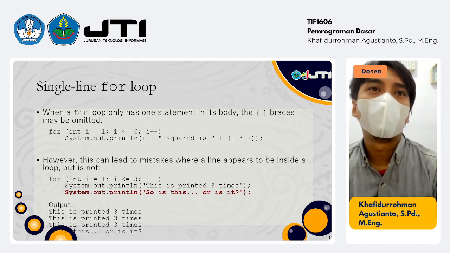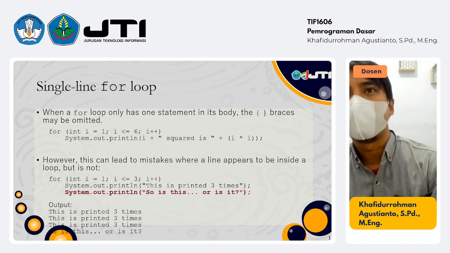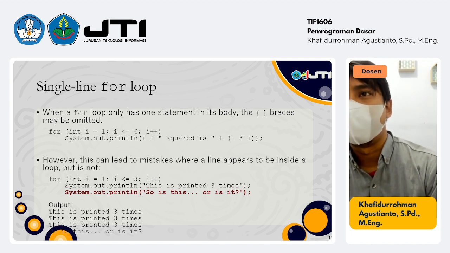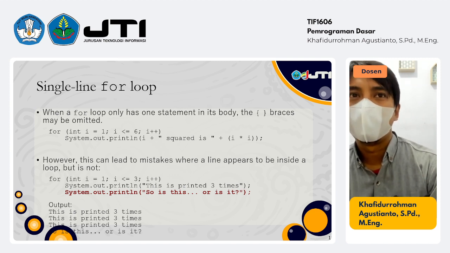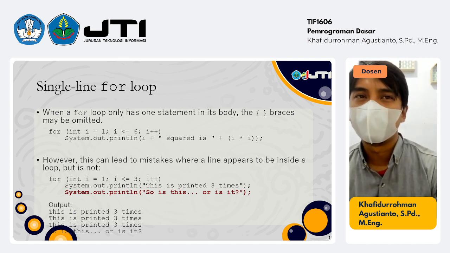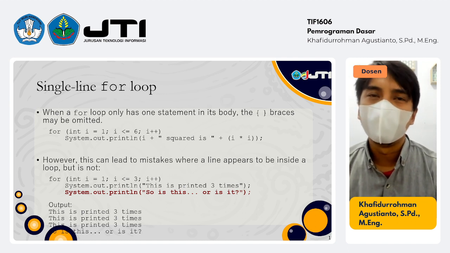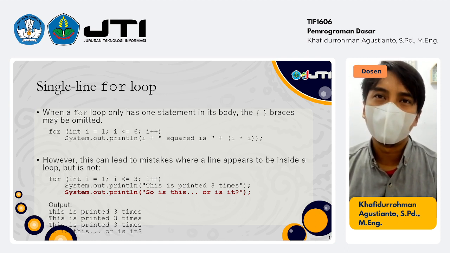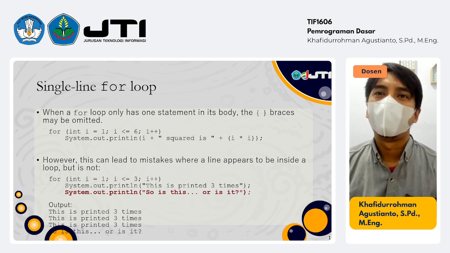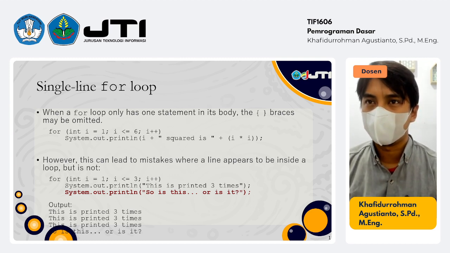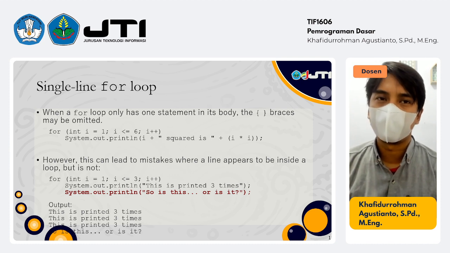When a for loop only has one statement in its body, the braces may be omitted. For (int i = 1; i <= 6; i++) System.out.println(i + " squared is " + i * i).